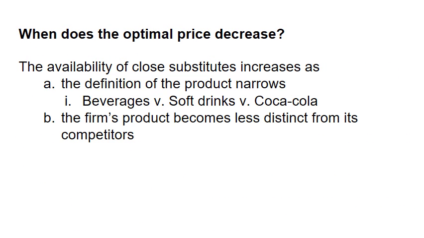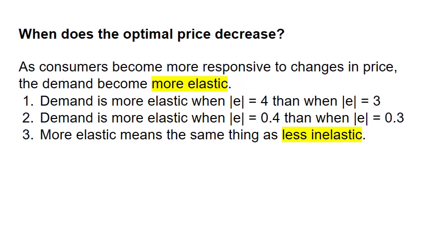The availability of close substitutes decreases as the definition of the product narrows. Coca-Cola is more narrow than soft drinks, which is more narrow than beverages. And finally, the availability tends to increase as the firm's product becomes less distinct from its competitors. When consumers become more responsive to changes in price, we say the demand has become more elastic. More elastic means the same thing as less elastic.